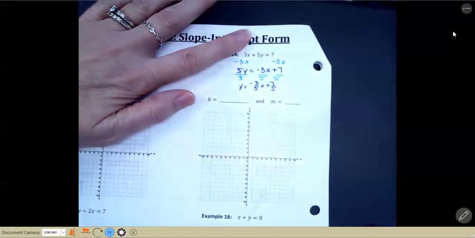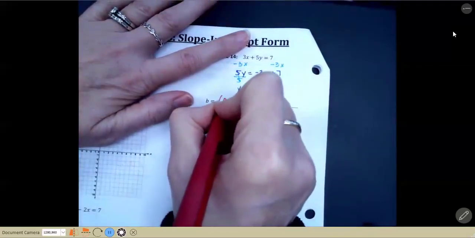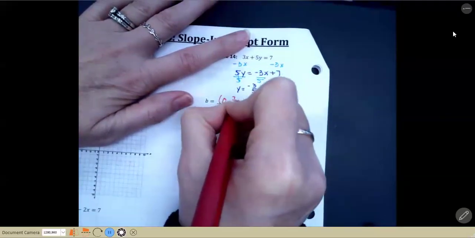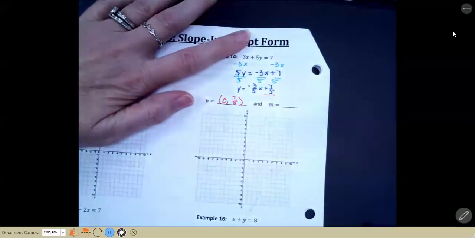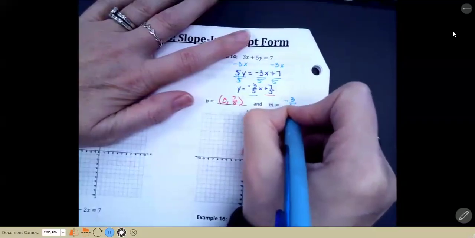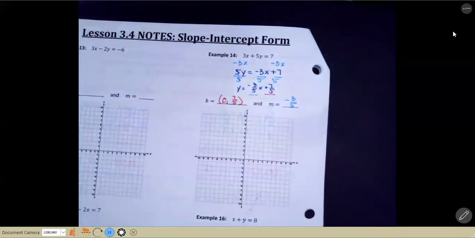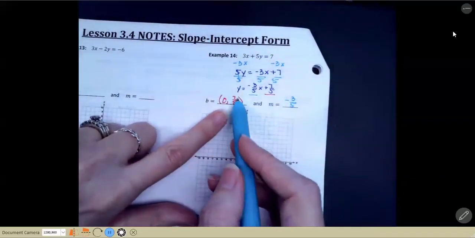So let's go ahead and write these. Our y-intercept is 0, 7 over 5. And our slope is negative 3/5. Okay. So the slope is easy. We just rise over run, right? But the y-intercept is 7/5.